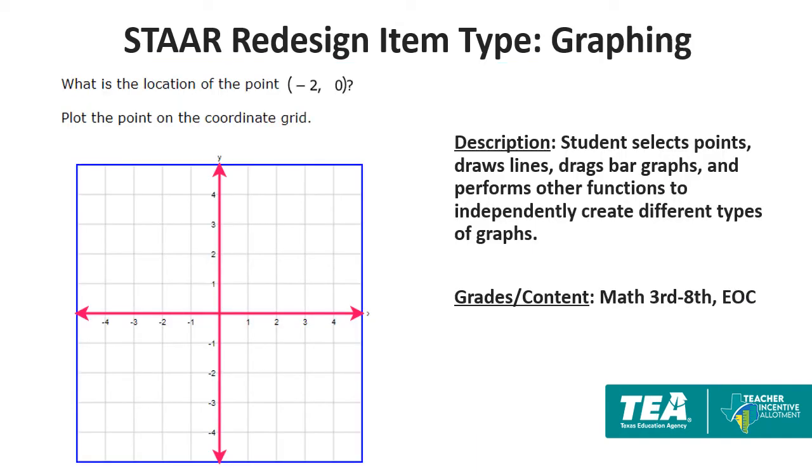Let's take a closer look at a few of the item types and how they can be incorporated into a local assessment. For graphing, the student selects points, draws lines, drags bar graphs, and performs other functions to independently create different types of graphs. This is going to be used in Math 3rd through 8th and then all EOC math courses. This is a replicable item on a pretest post-test. So for instance, districts can create graphing by providing a section to the test where students are physically required to graph select points.